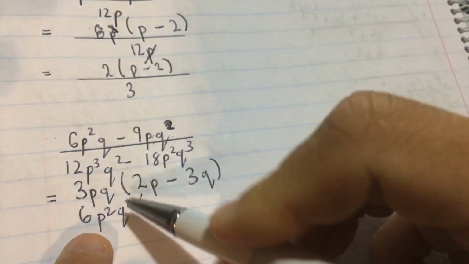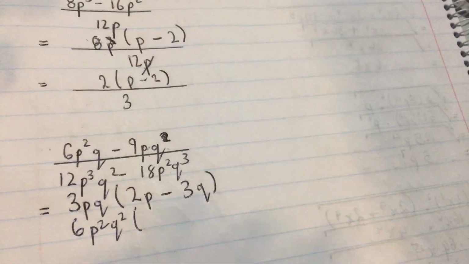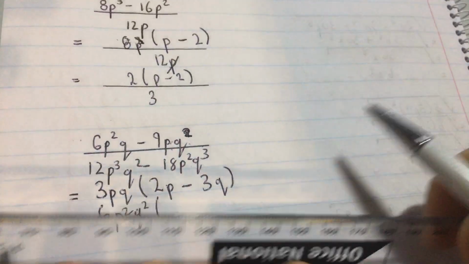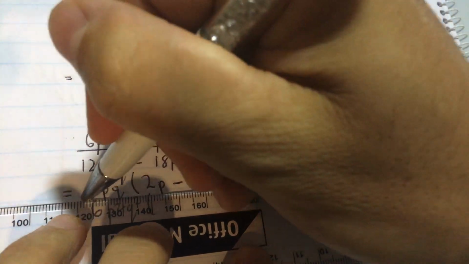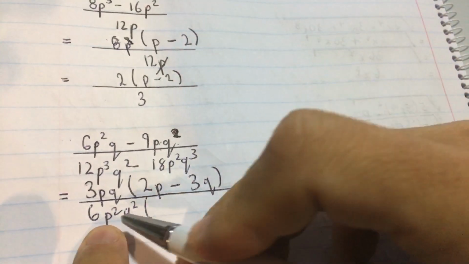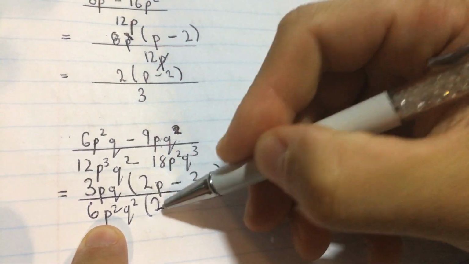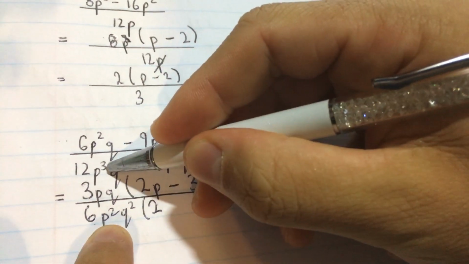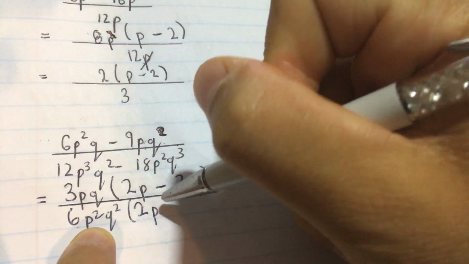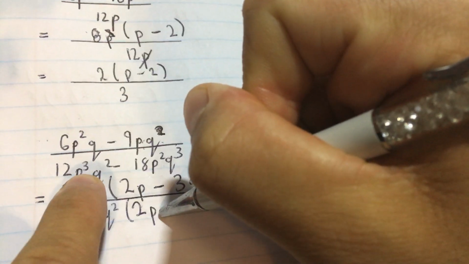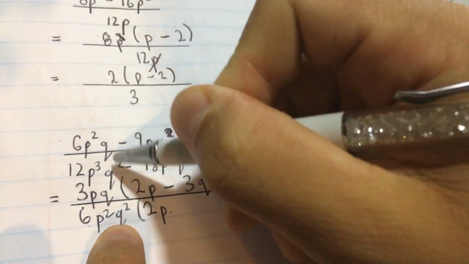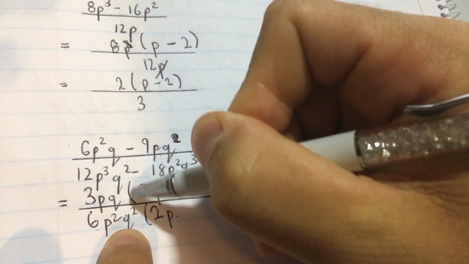Let's see what I have to do. Let me just draw my fraction. Get my ruler. 6 times what? 6 times 2. Do you start seeing over here? 6 times 2 gives me 12. And then I need a p, because a p and the p squared give me p cubed. And the q is already there, q and q cubed. So the q squared are there.